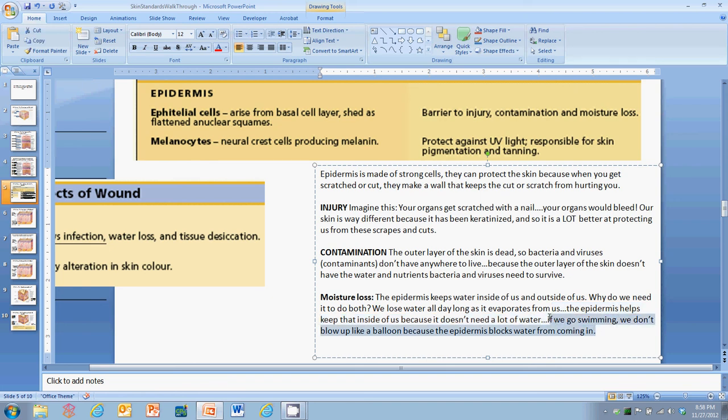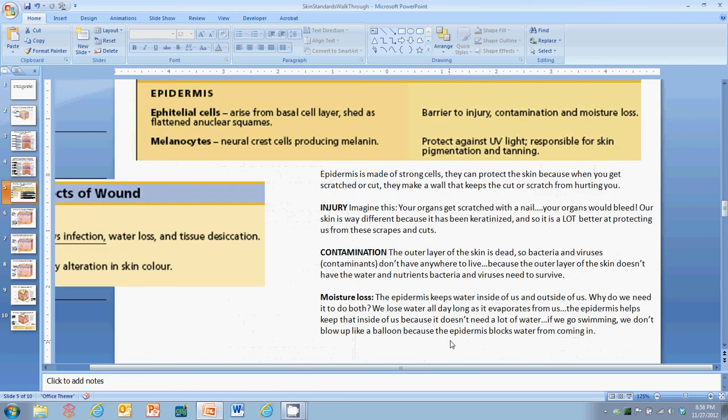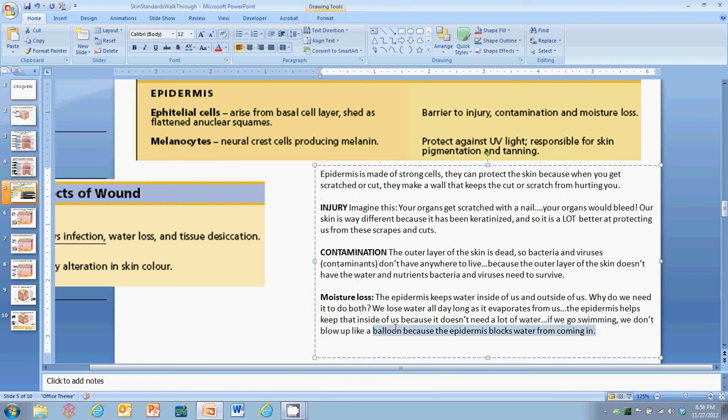If we go swimming, we don't blow up like a balloon because the epidermis blocks water from coming in. Without that, water is just going to come inside of us and make our cells get huge, and then they're going to explode and we'll die. So we need this epidermis so that we can block water from coming inside of us. So it protects against moisture loss and keeps water outside of us too.